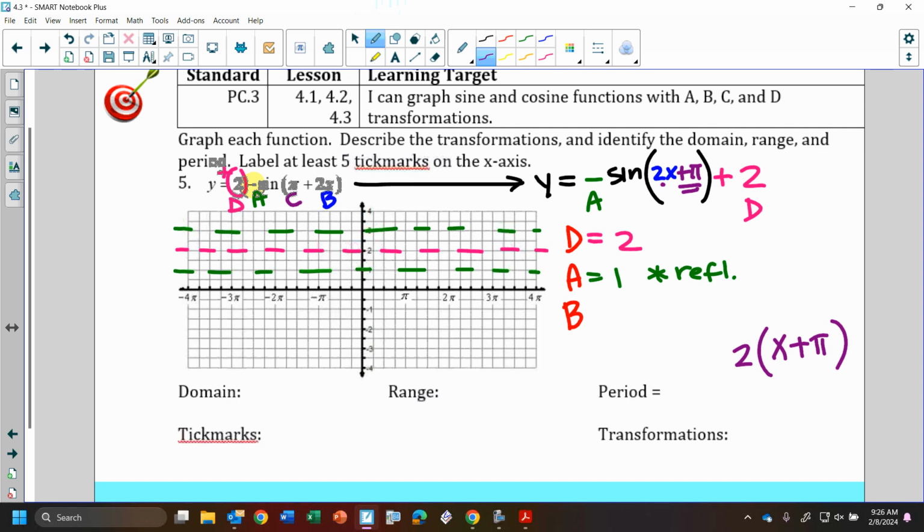Cool. So because it didn't have the 2 outside of another set of parentheses, that's how you know the B isn't factored out. Yeah, but what if it's just the regular 2x plus pi? Can it be that? If it's just 2x plus pi and there's no extra parentheses, like there's no 2 pulled out in front of the extra parentheses, then the B is multiplied. It's not factored out.